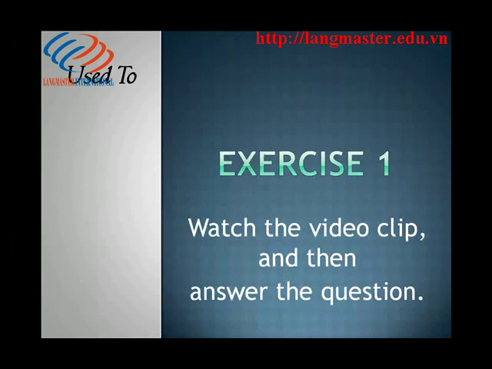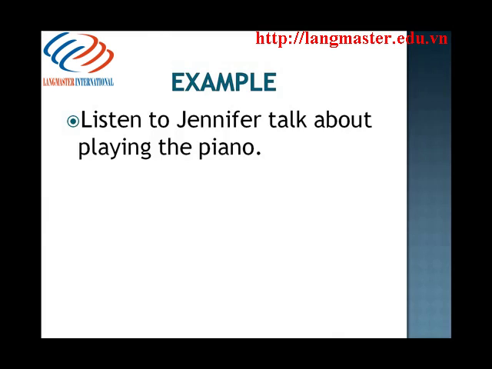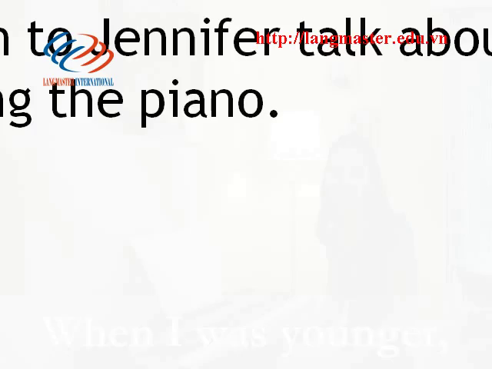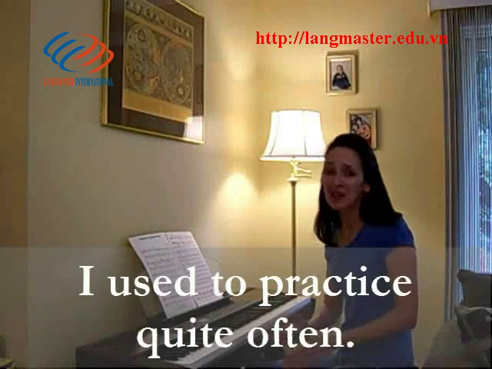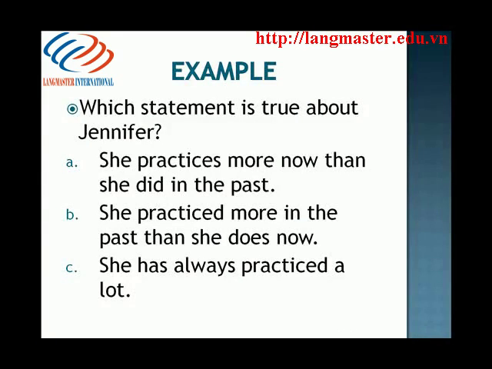Exercise 1. Watch the video clip and then answer the question. Example. Listen to Jennifer talk about playing the piano. When I was younger, I used to practice quite often. Which statement is true about Jennifer? A. She practices more now than she did in the past. B. She practiced more in the past than she does now. C. She has always practiced a lot. Answer: B.